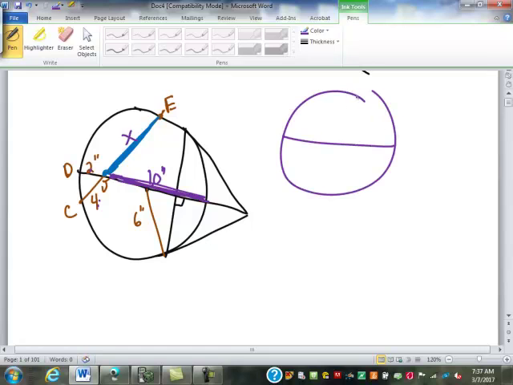Because if you have a circle, and you got 2 chords that intersect, when you multiply the 2 pieces of one chord, it has to equal the same as the product of the 2 pieces of the other chord. That's how I got it. Any other questions? There's a lot of little rules that kind of converge on one problem, aren't they?